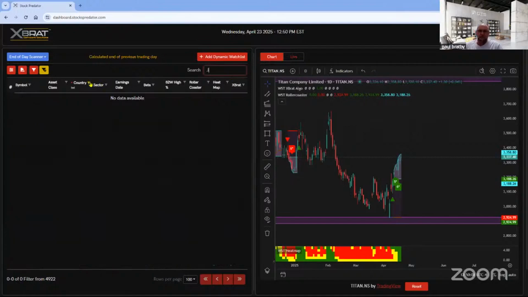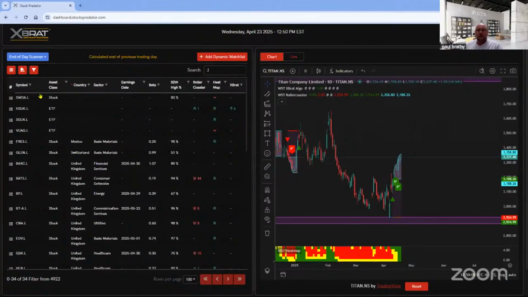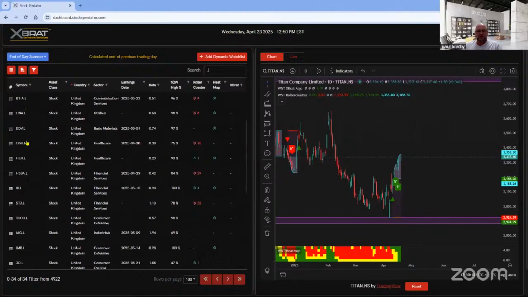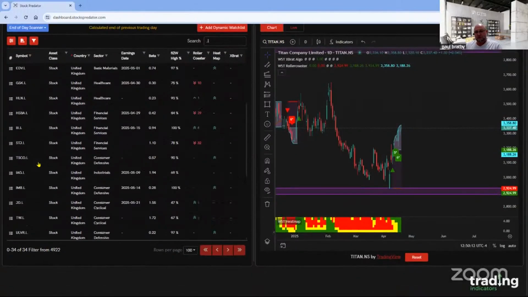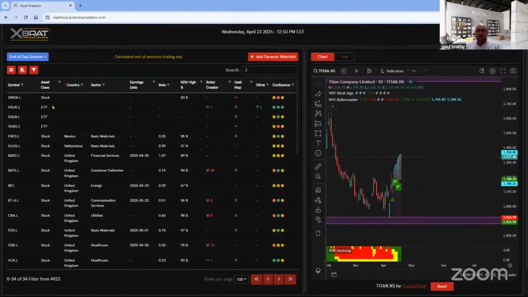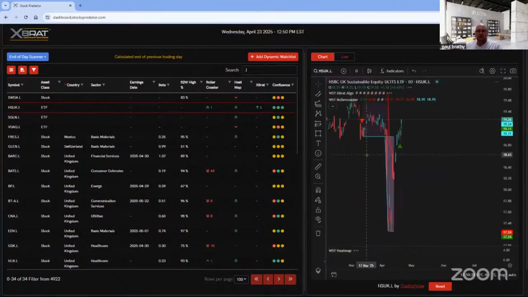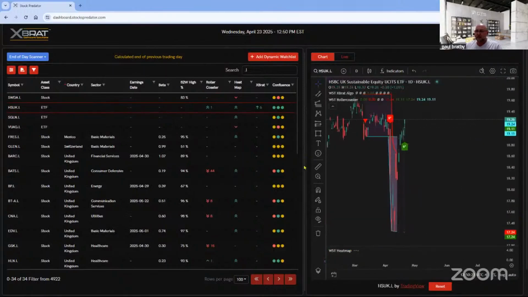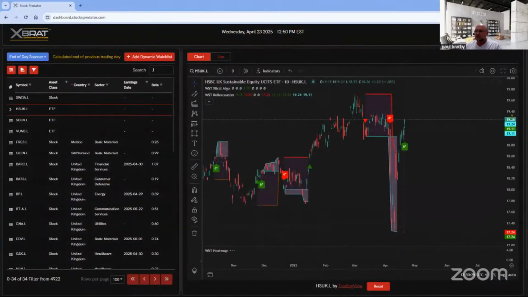Oops, let's take the country filter off. So .L is London stocks, FTSE stocks, okay? All of these FTSE stocks that we've got in there right now as well, and they're scanned every day. We've actually, HSUK London ETF has actually got full confluence.